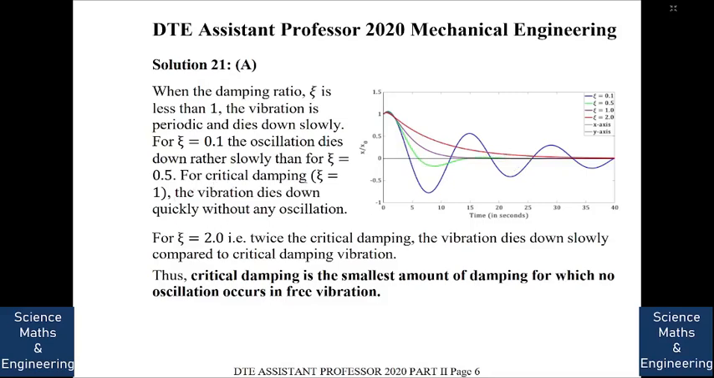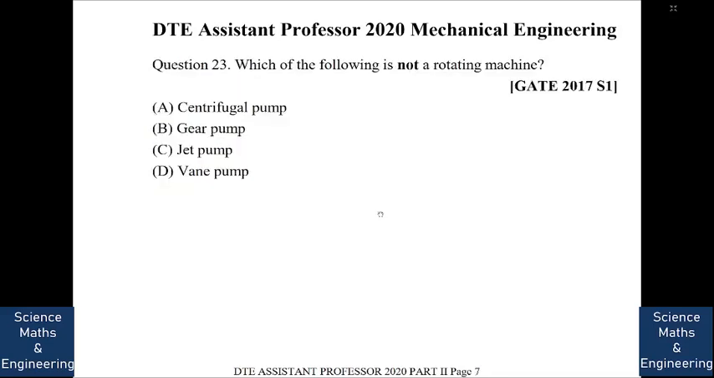However, if critical damping, zeta equal to 1, is applied, then we see in this purple color that it dies down without any oscillation, instantly and very fast. And if zeta is equal to 2, the vibration dies down without any oscillation, but it takes more time than the critical damping. So critical damping is the smallest amount of damping for which no oscillation occurs in free vibration.